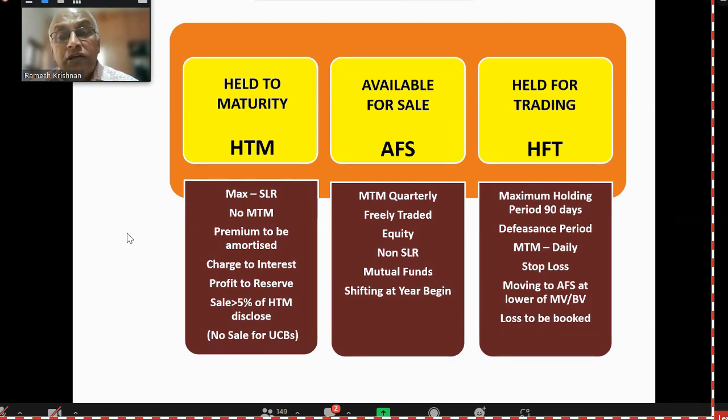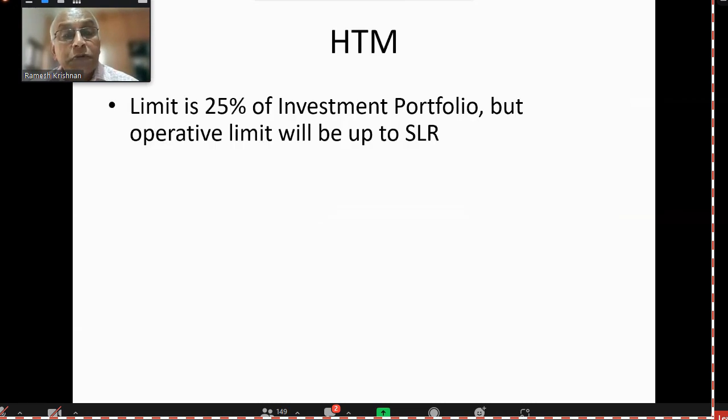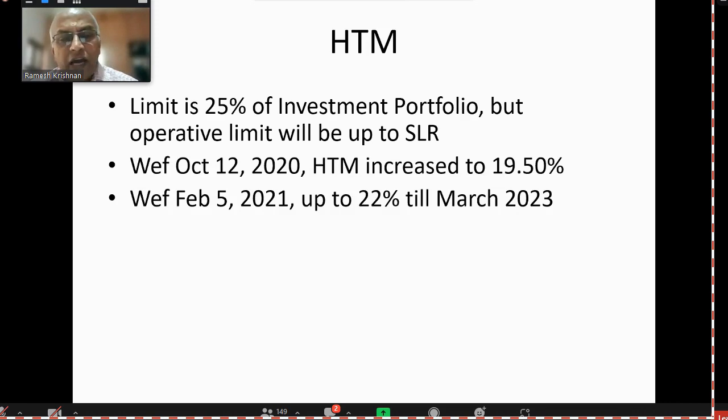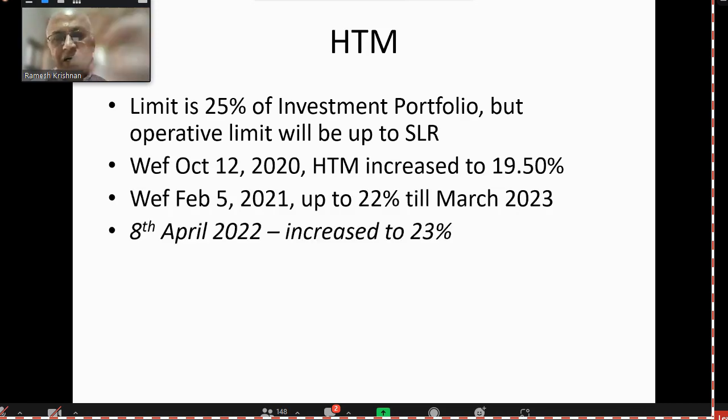Now, in some more detail, we will find out some of the nuances of this categorization, especially HTM. The RBI circular says the limit is 25% of the investment portfolio, but up to your mandated SLR, you can hold even if it is above 25% of the portfolio. So, this has been increased to 19.5 and 22. That's all incidental, just to cover up, because somebody will come up with a circular and tell me, sir, 19.5 here. So I'm putting it now itself, including the circular number.